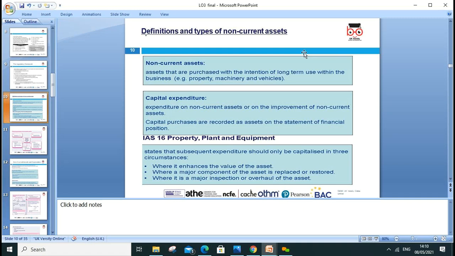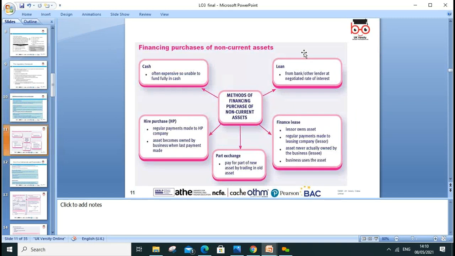IAS 16 is about property, plant and equipment. Where the value of the asset is enhanced, a major component of the asset is replaced or restored, or there is an inspection or overhaul of assets, that all comes under IAS 16. The depreciation method is also part of IAS 16. That is International Accounting Standard 16.